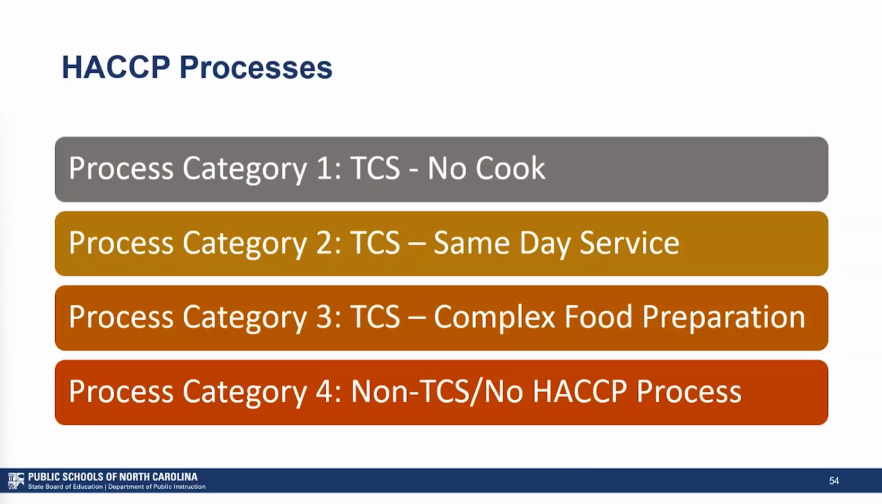USDA defines 3 different HACCP process categories, and we have included a 4th category for foods that are non-TCS and therefore don't need temperature control for safety. The 3 categories are TCS no cook, Category 1; TCS same-day service, Category 2; and TCS complex food preparation, which is Category 3. The HACCP process category is one of the pieces of information that should be on your standardized recipes. Information is provided in Part 5 of the HACCP plan template to help you determine the correct HACCP process for the menu summary and the recipe.